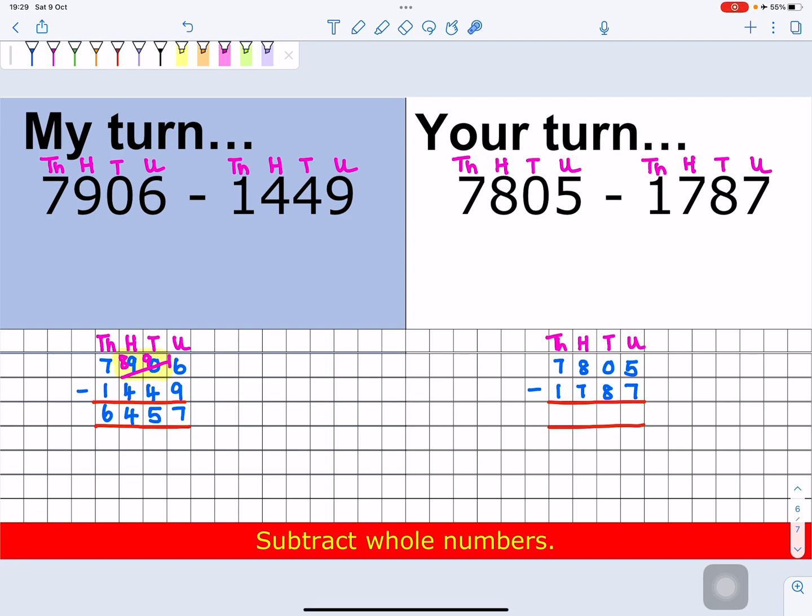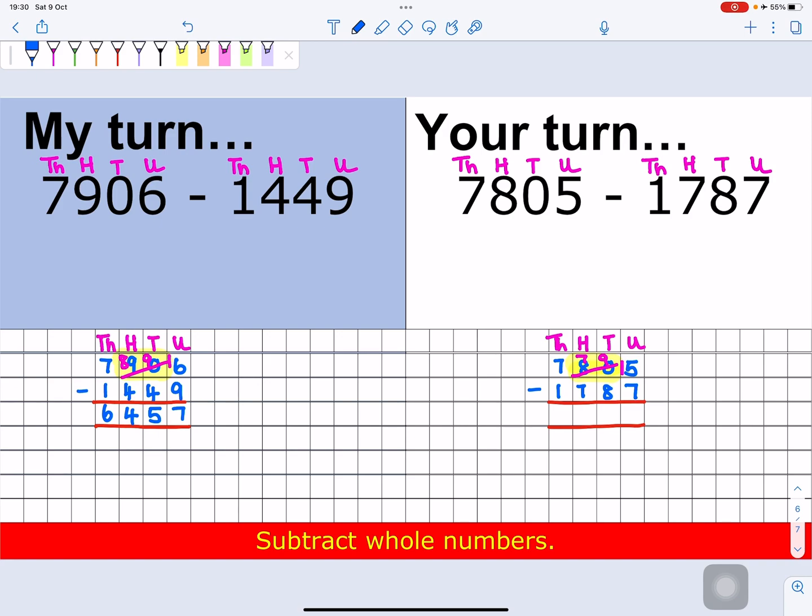When we look at 5, take away the 7, the number on top is too small. We need to look to the number next door to borrow. It is now a 0, which means we look to the number next door again, and we can see that we now have 80. If we borrow 1 from 80, we are left with 79. And now we can give to the 5 to make it 15.